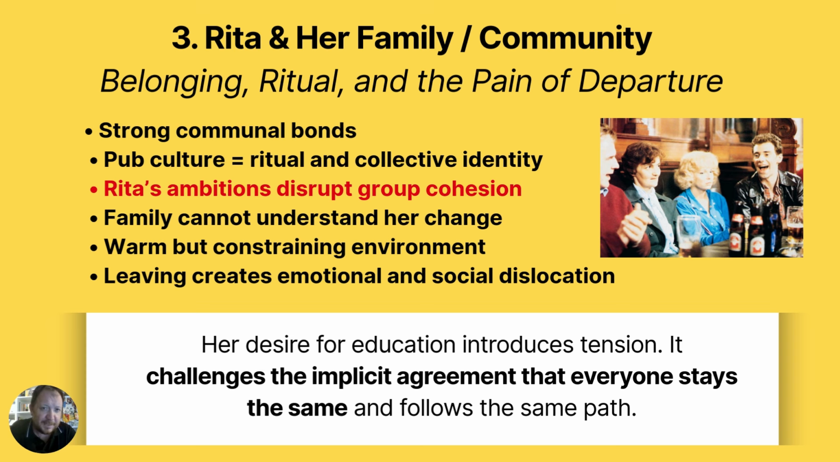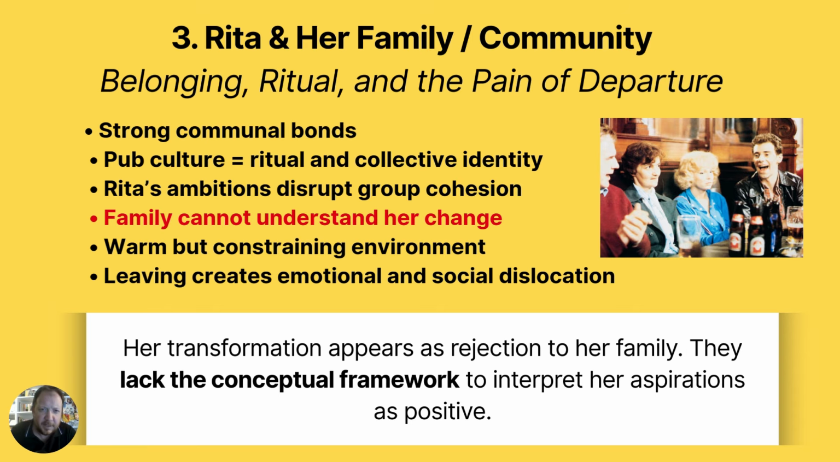Anyway, Rita's ambitions disrupt the group cohesion. Her desire for education introduces tension. It challenges the implicit agreement that everyone stays the same and follows the same path. The family cannot understand her change. Her transformation appears as a rejection to her family. They lack the conceptual framework to interpret her aspirations as positive.